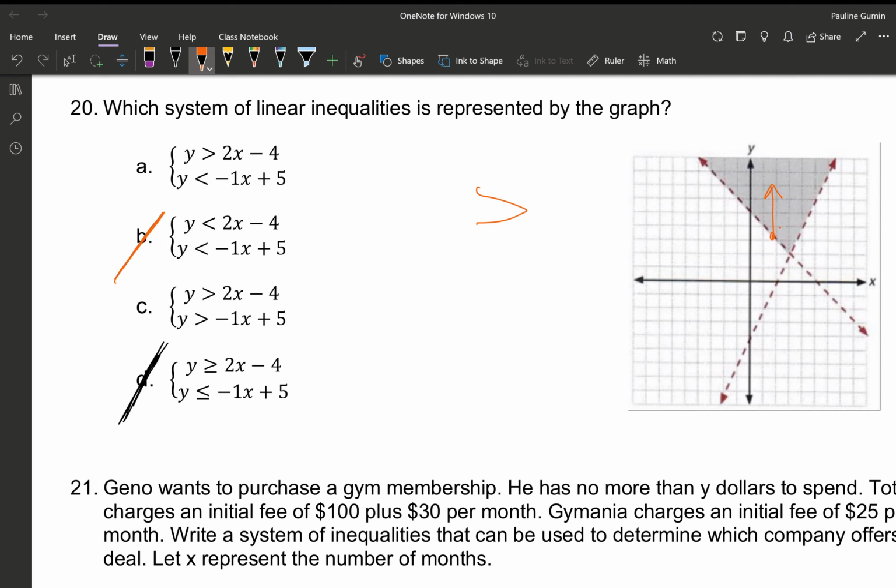All right, perfect. My second line is also shaded up. So both of my symbols should be pointed that way. Letter C is our answer. Nice and easy.